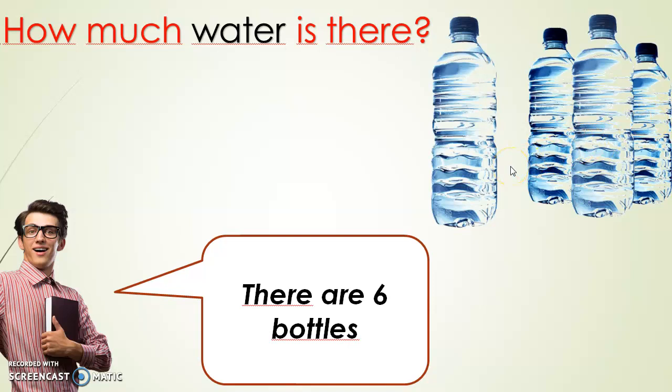So is it possible to say that we have 6 waters? Well, it sounds weird, you know, it's really weird. In English we have to keep in mind that there are certain nouns, certain words that we can count. We can use numbers to count them. Sometimes in Spanish we can't either. So in this case, how much water is there?